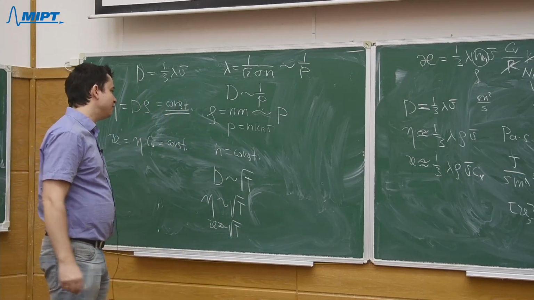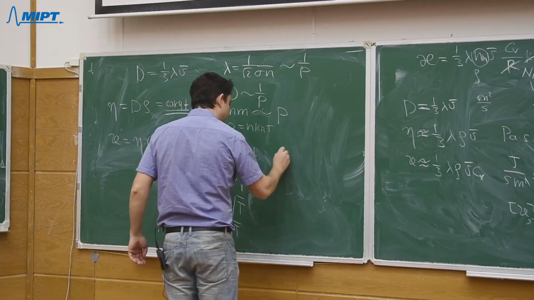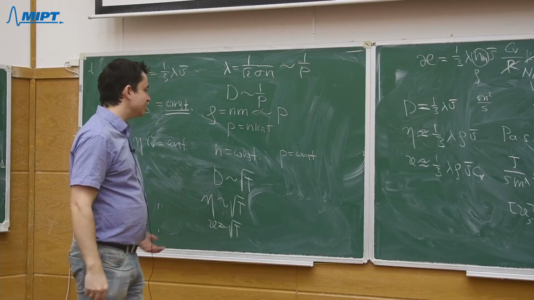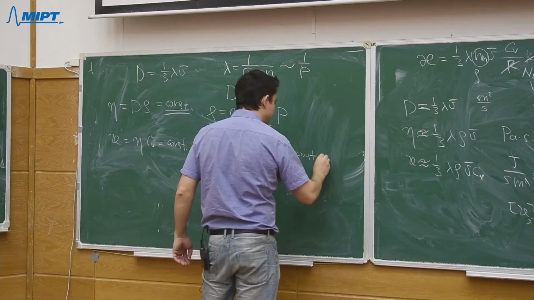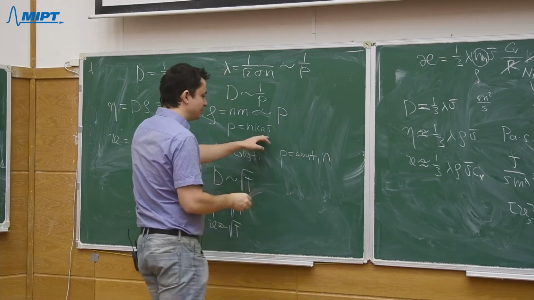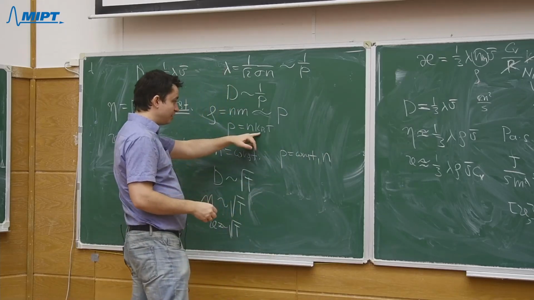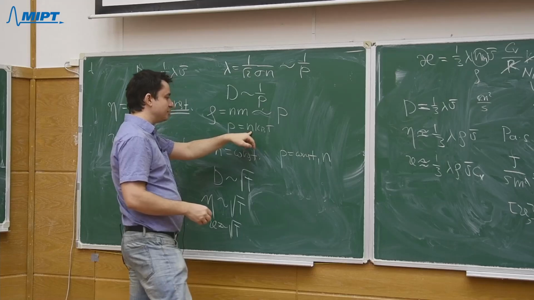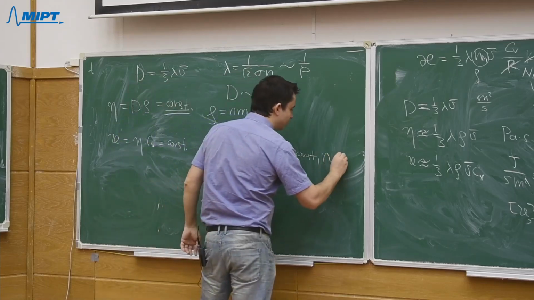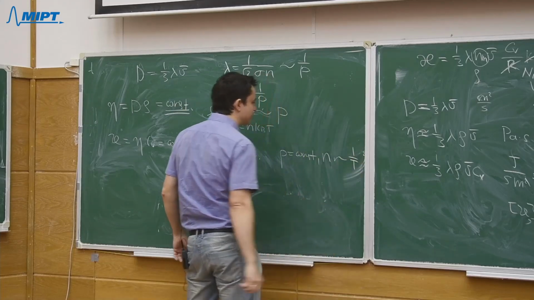What would happen if the pressure is constant? That means that as I increase the temperature, my number density changes. As we know, pressure is N times kB times T. So if I increase temperature, I need to decrease number density by a proportional factor. So that means that number density is inversely proportional to T.